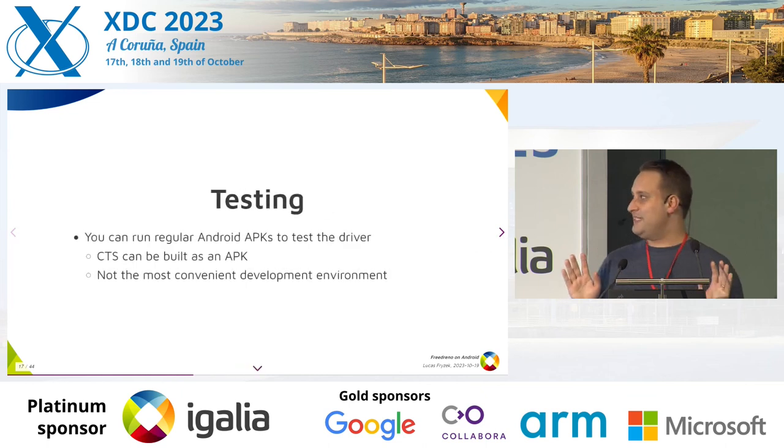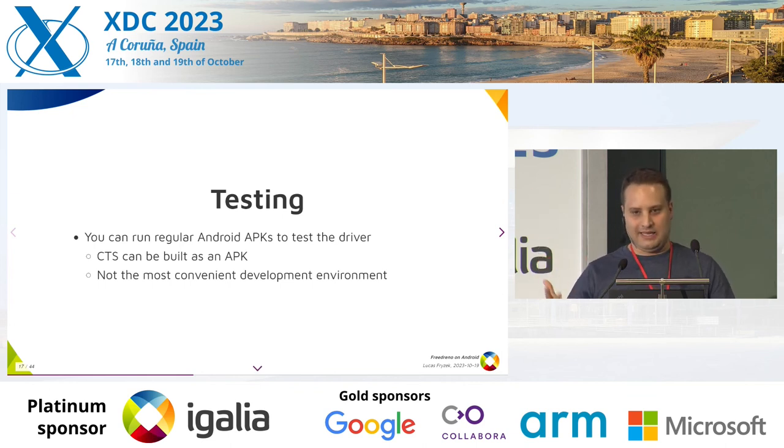Now let's talk about testing. With everything that I just talked about, if you want to open an Android app, like an APK, it will load the driver and use it. You can open things like the GL Info app, and it's going to report all the capabilities that Freedreno reports, and the name that Freedreno reports.